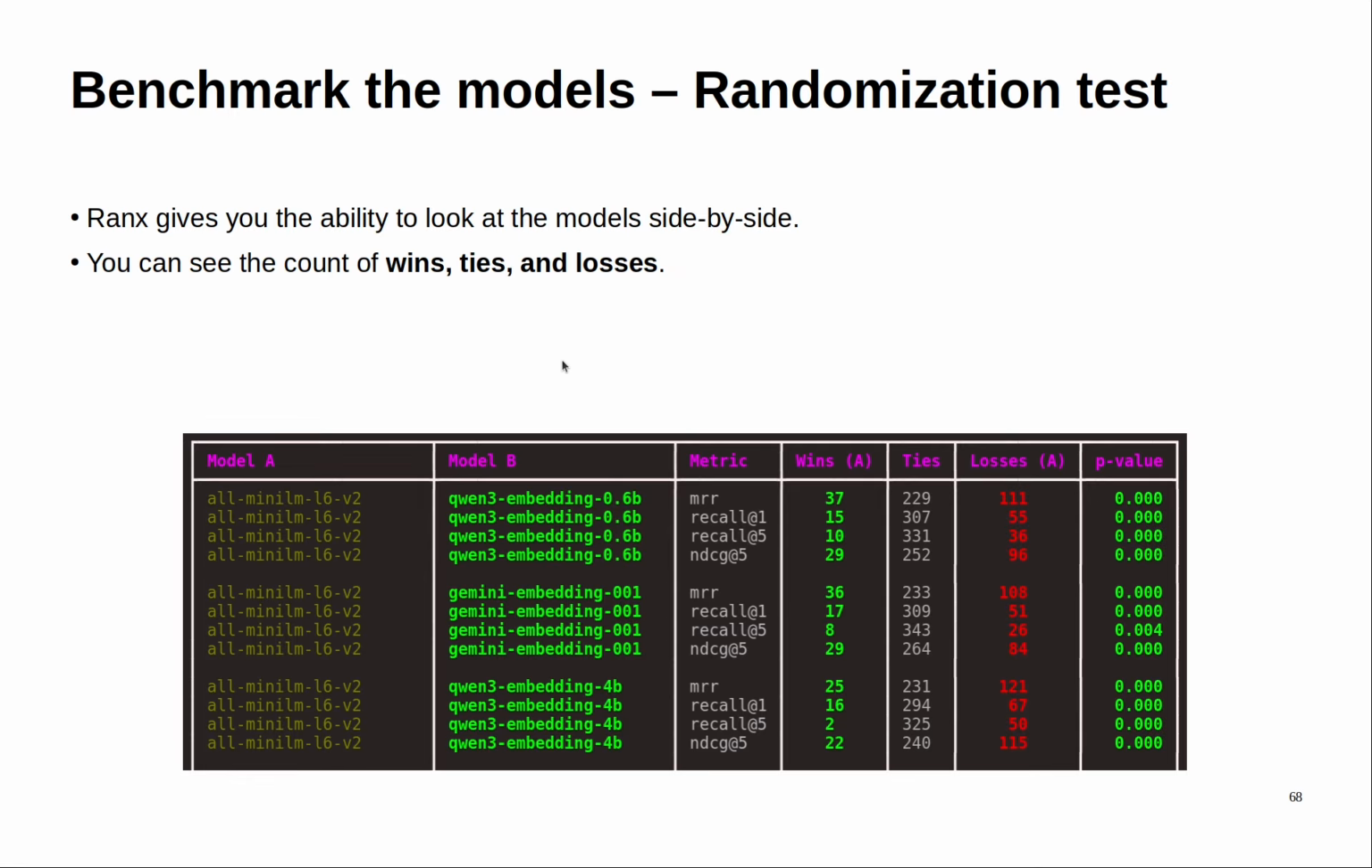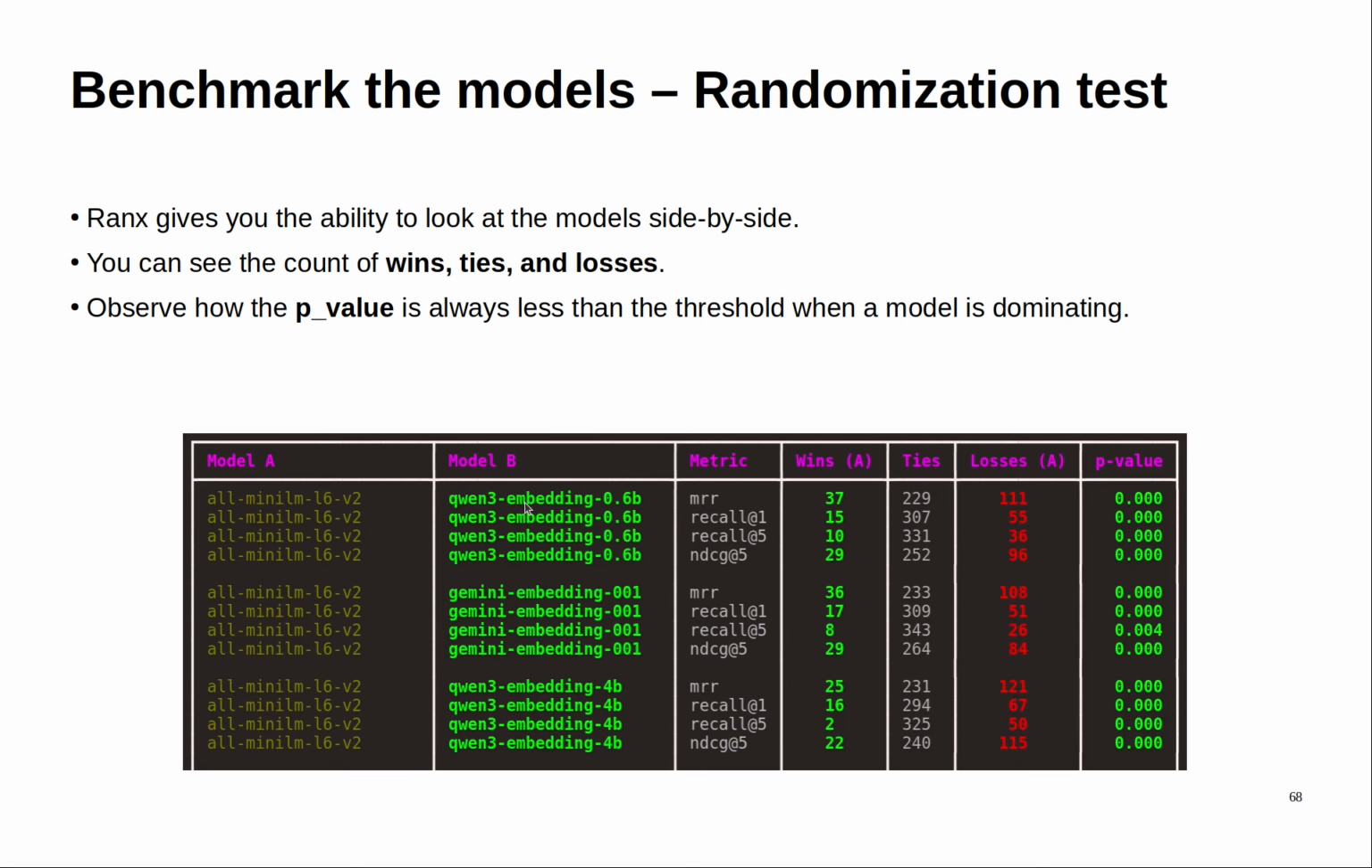And now, since you know a little bit about p-value, let's look at some examples. Let's look at the first row. We have all mini LM against the smallest quantity embedding model. Notice how p-value is equal to 0. And when a model is dominating, p-value is always very low. And how do you know that? Let's look at the losses and number of wins.